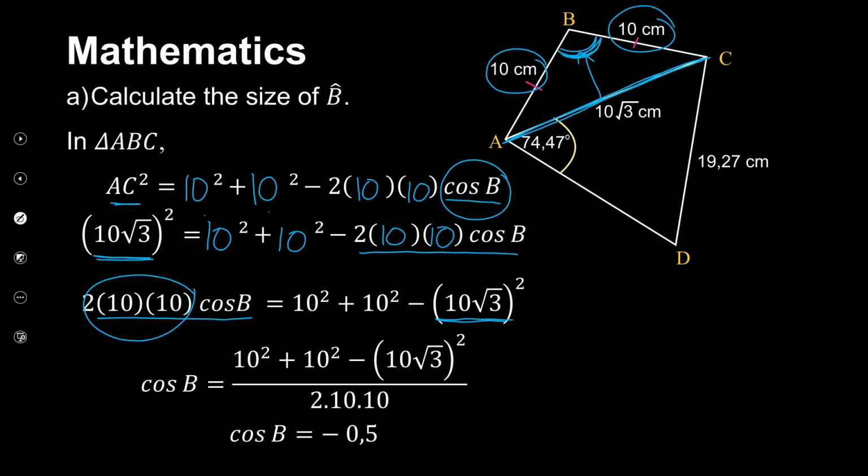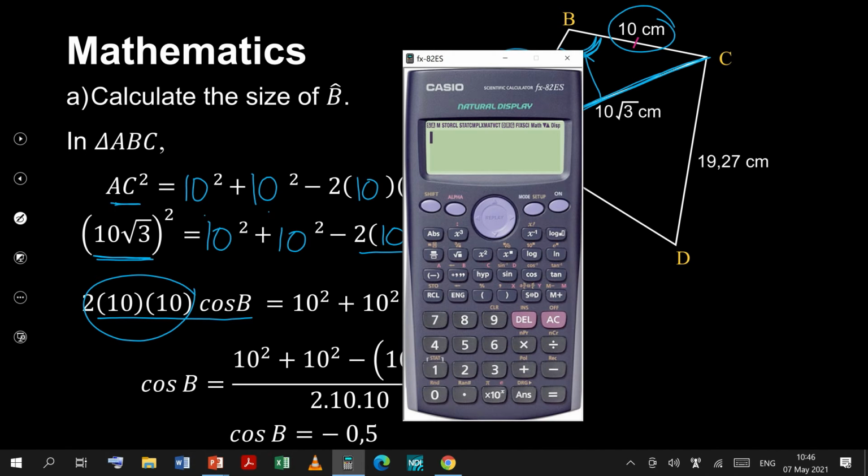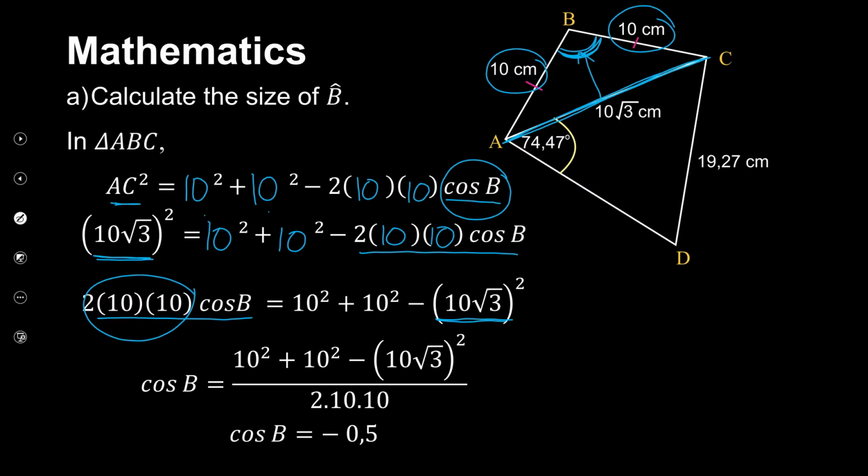Remember again that we are looking for B, so we've got to use our calculator, so we've got to take this 0,5, so we're going to say shift cos, and we've got minus 0,5, and we're going to find an answer, and the answer for B is now going to be 120. So B is equal to 120, and we've solved our problem.